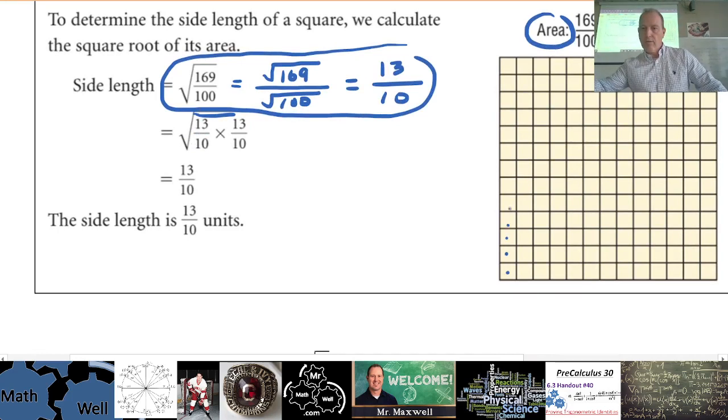Just out of curiosity, 1, 2, 3, 4, 5, 8, 9, 10, 11, 12, 13. Look at that. Each of these are tenth units. There's 13 tenth units here by 13 over 10 units. So there should be 169 total in here. And there are.